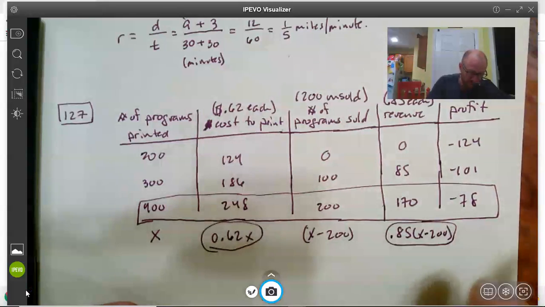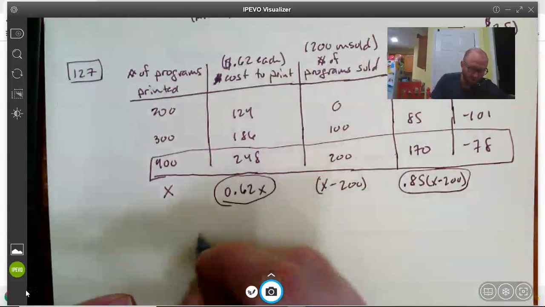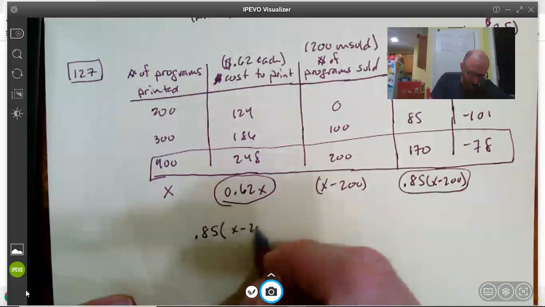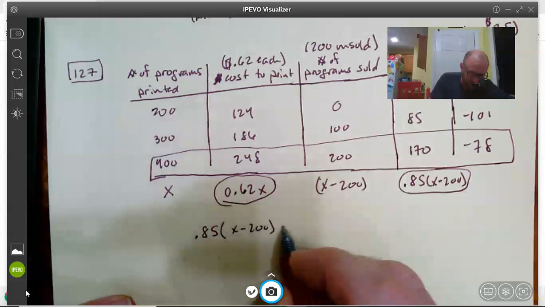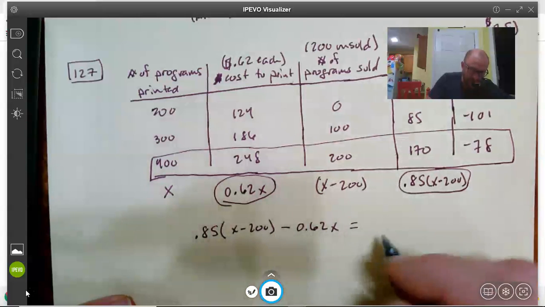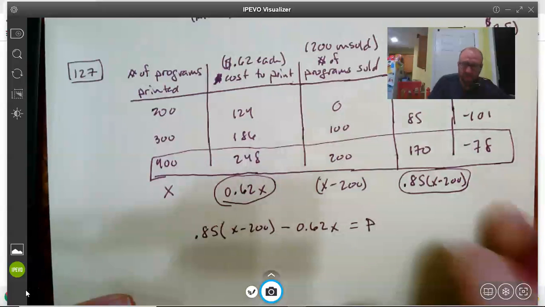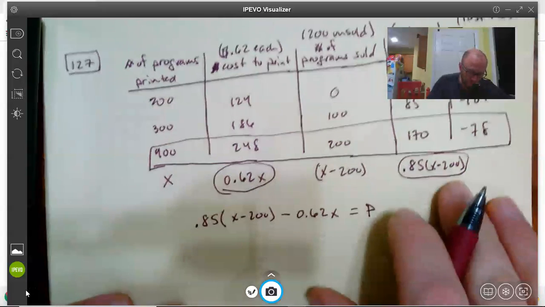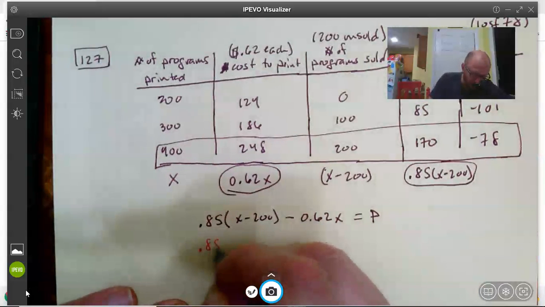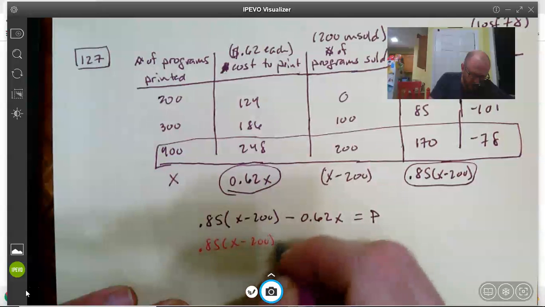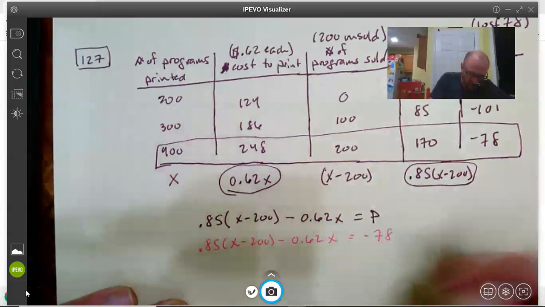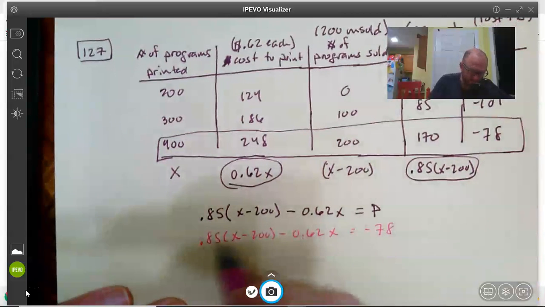And then for the last column over here, well, it's just revenue minus printing costs, or 0.85(x minus 200) minus 0.62x equals P for profit. So if I want to solve for a particular profit, 0.85(x minus 200) minus 0.62x equals negative 78. So let's see, I'll do a little distributive property here.